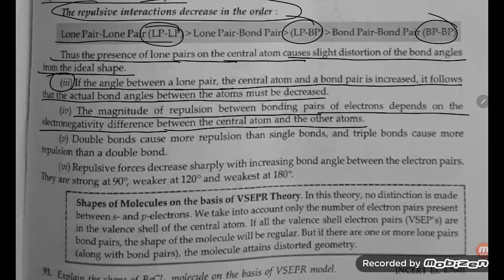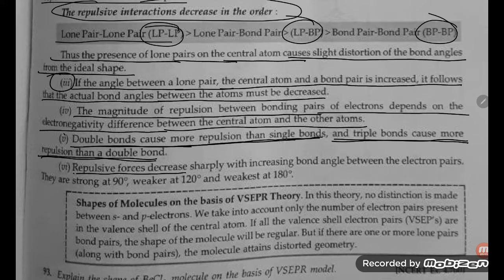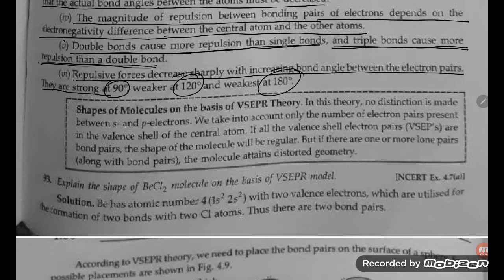and the other atom. A double bond causes more repulsion than a single bond, and a triple bond causes more repulsion than a double bond. See the point, it's a very important point, students. Repulsive force decreases sharply with increasing bond angle between the electron pairs. They are strong at 90 degrees, weaker at 120 degrees, and weakest at 180 degrees.